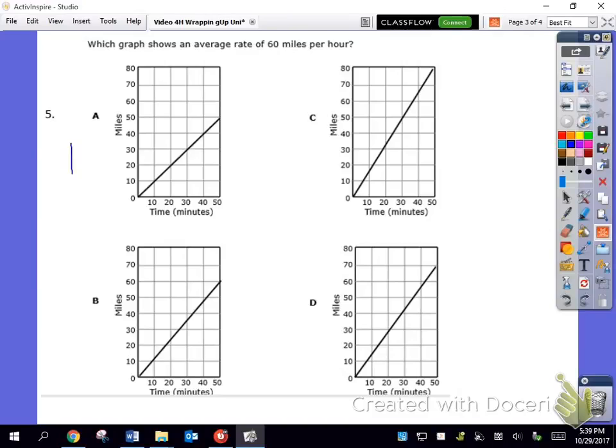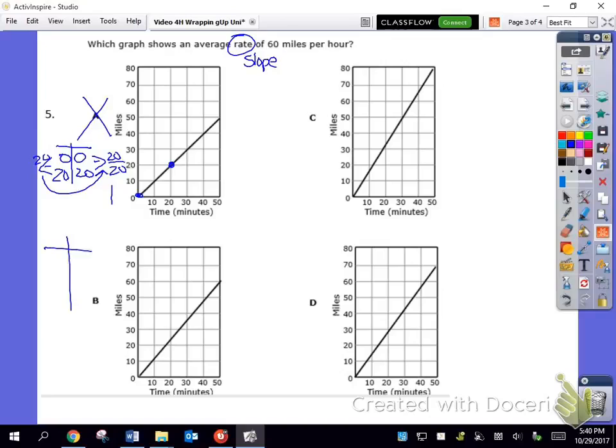On number 5, which graph shows an average rate of 60 miles per hour? So if you're not sure, set up your T-chart. It says rate. Remember, rate is slope. So I have some points. This is 0, 0, and I know this point is 20, 20. When I subtract, 20 minus 0 is 20. Well, 20 divided by 20 is 1, so that doesn't work.